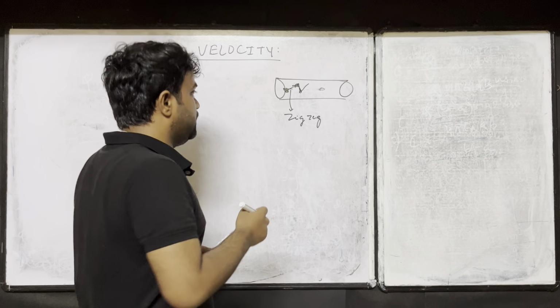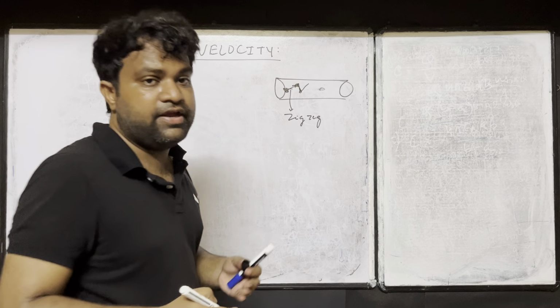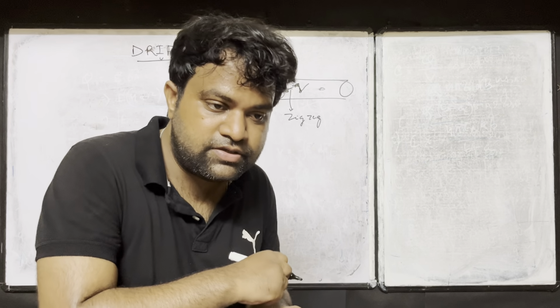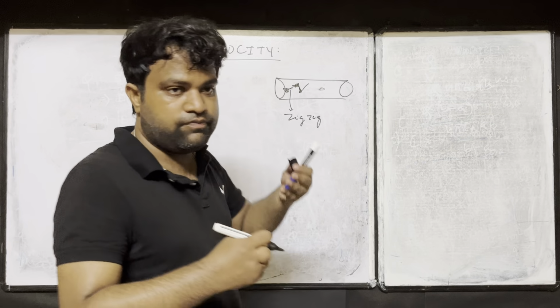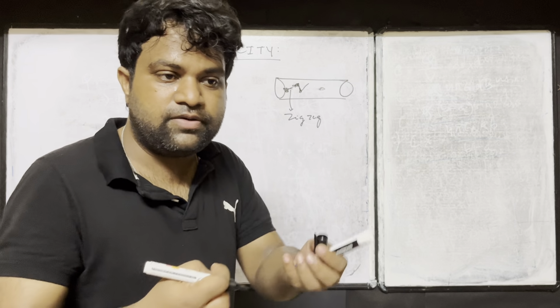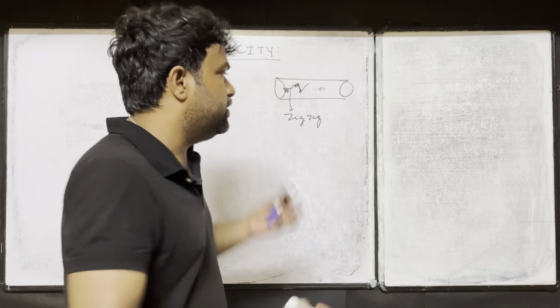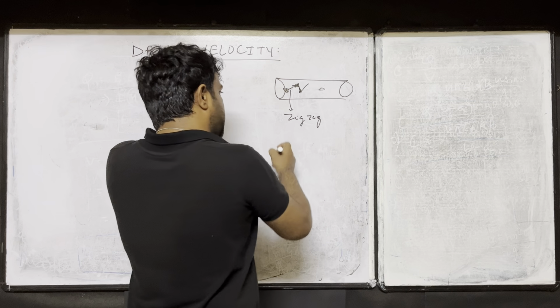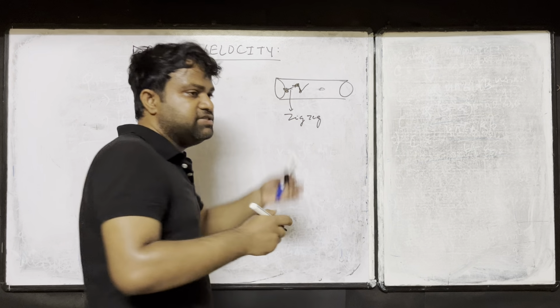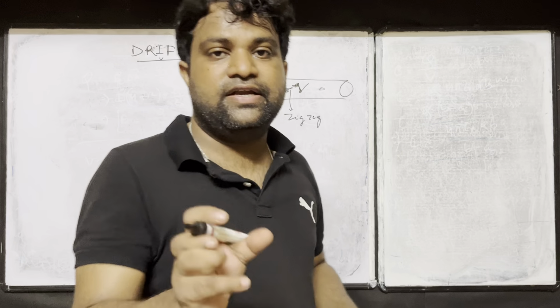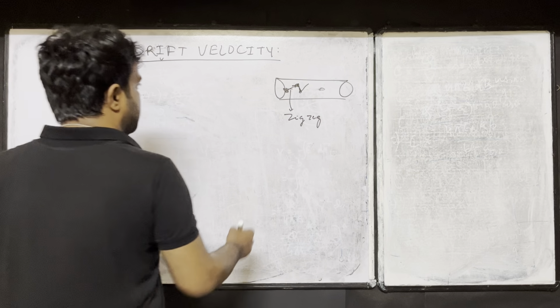So we will find out their average velocity, because they will start after the collision. Of course, when their speed becomes zero, again the speed will increase up to a certain speed, then they will collide. So this average velocity that we calculate is called the drift velocity.